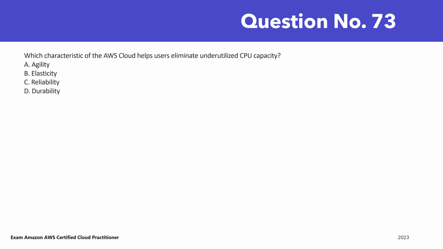Which characteristic of the AWS Cloud helps users eliminate underutilized CPU capacity? A. Agility. B. Elasticity. C. Reliability. D. Durability. Correct answer, B.